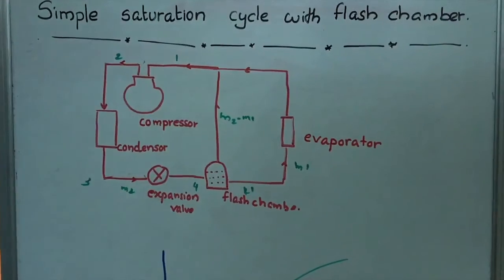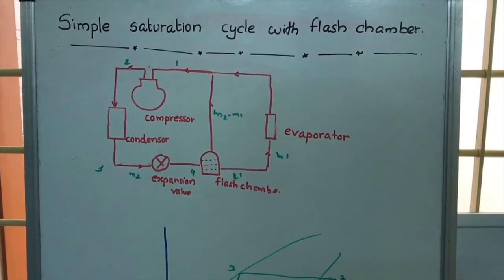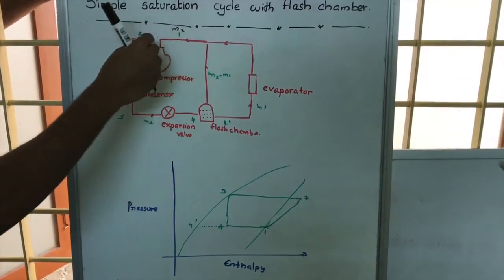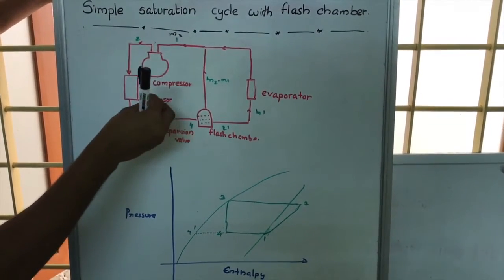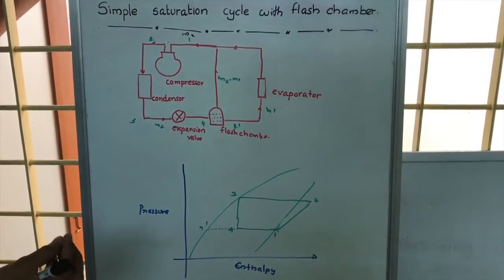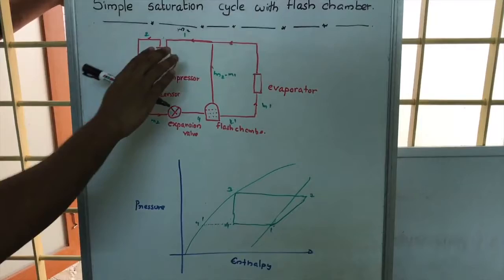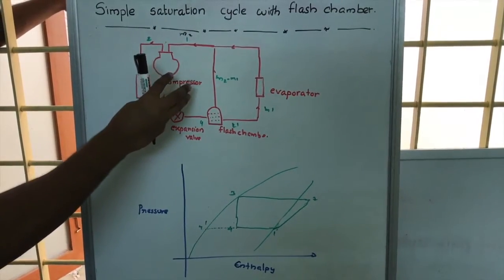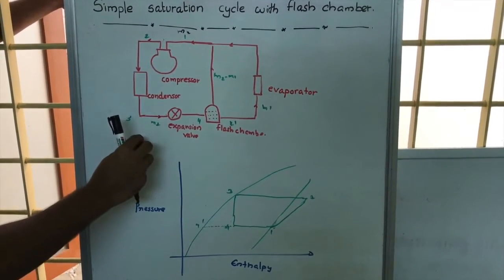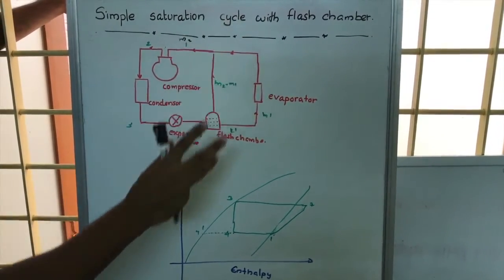system. Here we have a compressor, condenser, expansion valve, flash chamber, and evaporator. Let's start from here. Let us say that a mass M2 is coming here, and whether it is in liquid form, saturated vapor form, or vapor form, we will discuss later. Now the mass M2 is compressed, and after compressing it passes through a condenser. In the condenser, condensation takes place, and then it comes to the expansion valve. After that it passes through the evaporator.